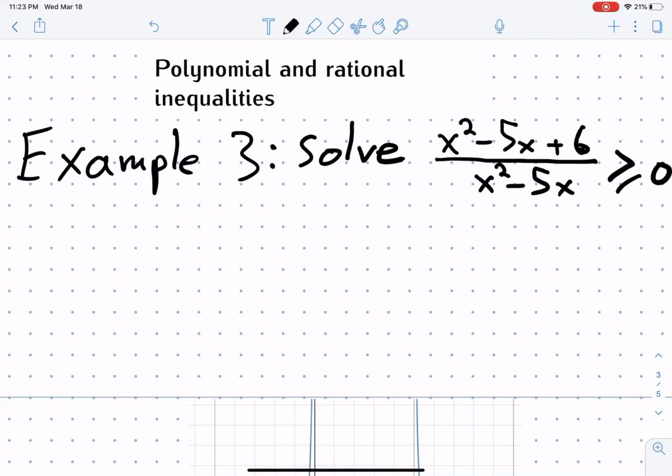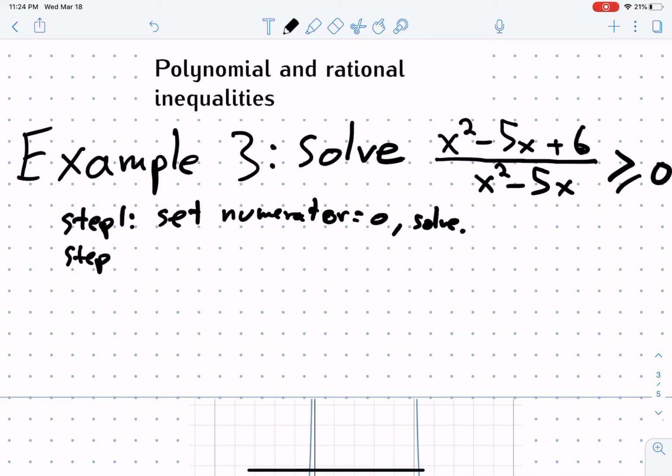So the way that we're going to do it is we're going to say step 1. We're going to find the places where it's equal to 0. And to do that, we only have to worry about the numerators. So we set the numerator equal to 0 and solve. That'll give us the places where it actually hits the x-axis. And then sort of step 2, in finding these points, we're going to set the denominator equal to 0.